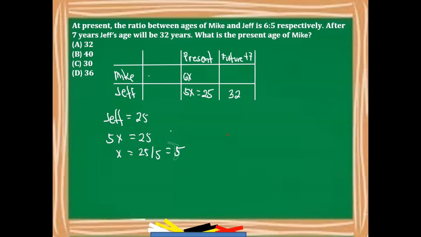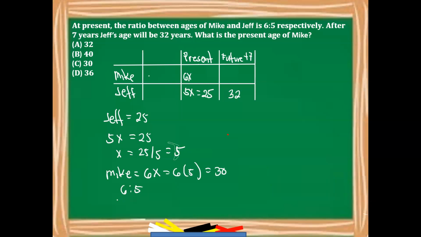So why do we have to find the value of x? Kasi we will use that to be able to find the age of Mike, which says that the age of Mike is 6 times that x. Okay, so that will become 6 times 5. That's equivalent to 30. So if you're going to check the ratio of the ages of Mike and Jeff, ang sabi dyan, yan daw ay 6:5.